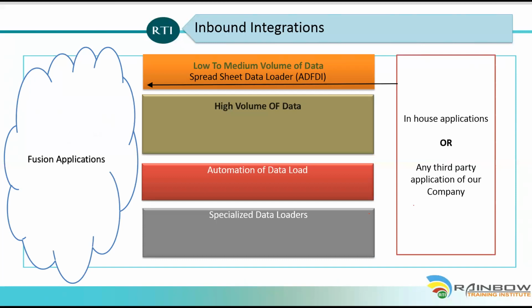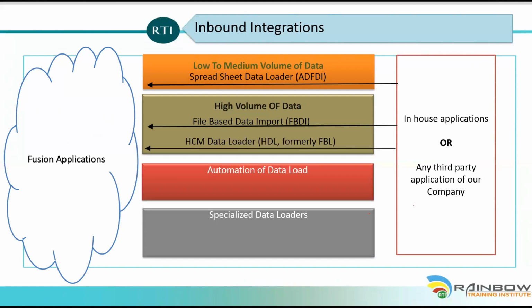And second, if you have a high volume of data, then for finance they have something called file-based data import, that is called FBDI. For HR, we have HCM Data Loader, called HDL. Formerly, it was called file-based loader, FBL. If it is a high volume of data, if you have hundreds or thousands of records, and you have to do the load very frequently, daily, or two times a day, then you have to go with FBDI for finance and supply chain management, and HCM Data Loader for all HR family products. We're going to talk about everything in detail.